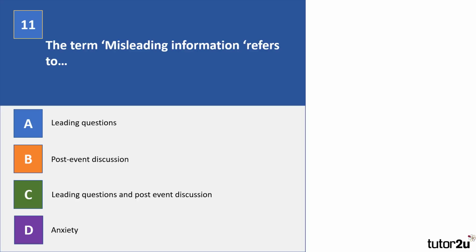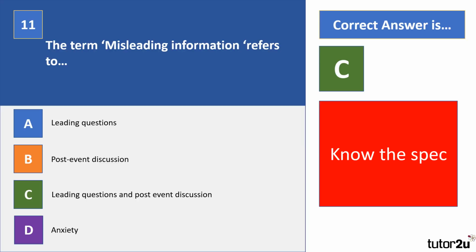All right, question 11, quick one here. The term misleading information refers to A, leading questions, B, post-event discussion, C, leading questions and post-event discussion, or D, anxiety. Pause your video. Okay, the correct answer here is C, and we've put this one on just to highlight how important it is that you know the specification.